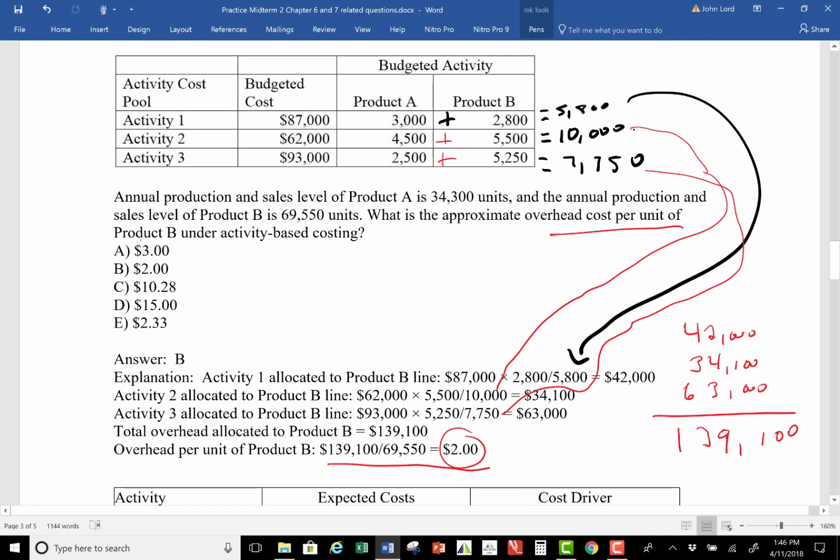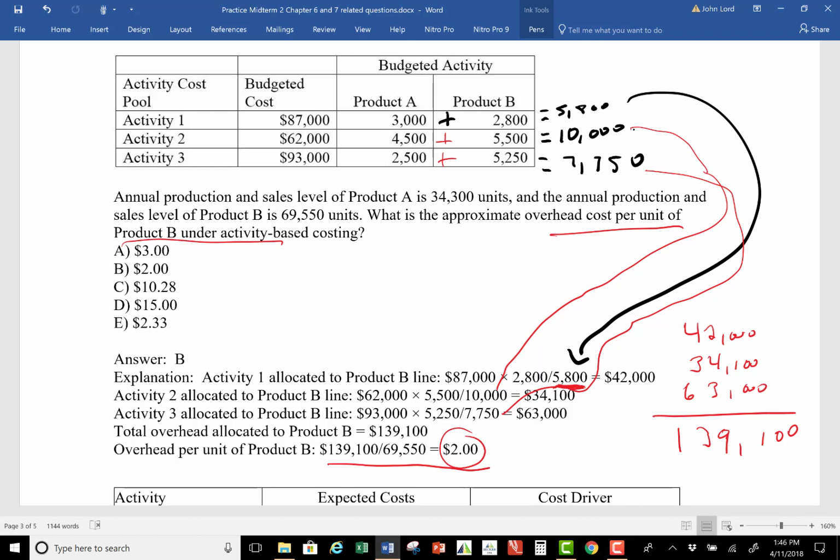Now this problem gets a little more involved, in that we're first going to have to figure out how much to allocate per activity to product B. I went ahead and did the math ahead of time on this one. We have the total amount of whatever pounds, whatever the driver is for the 3 activities. We put those in the denominator, that 5,800.